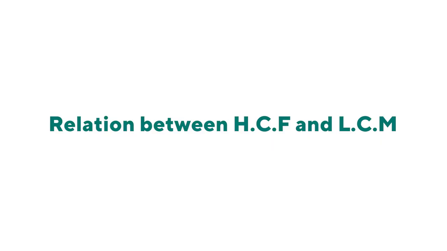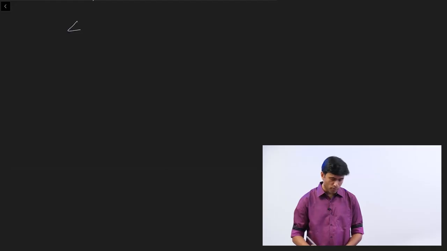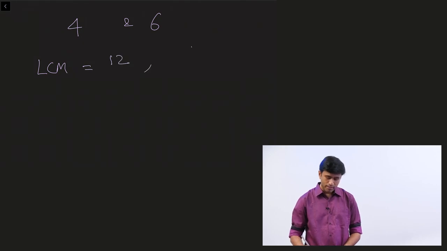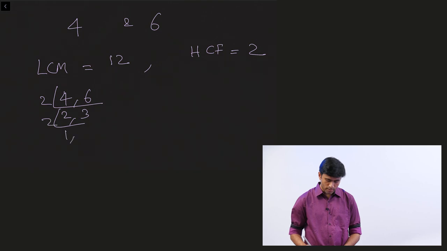Let's look at the relation between HCF and LCM. We're going to find something interesting. Let's take two numbers, 4 and 6. What is the LCM? If you do the LCM, you will find it as 12. And if you find the HCF, you will get it as 2. I'll show you how you got this. 2 2s are 4, 2 3s are 6, 2 1s are 2, 3. So 2 into 2 into 3 is 12, which is your LCM.